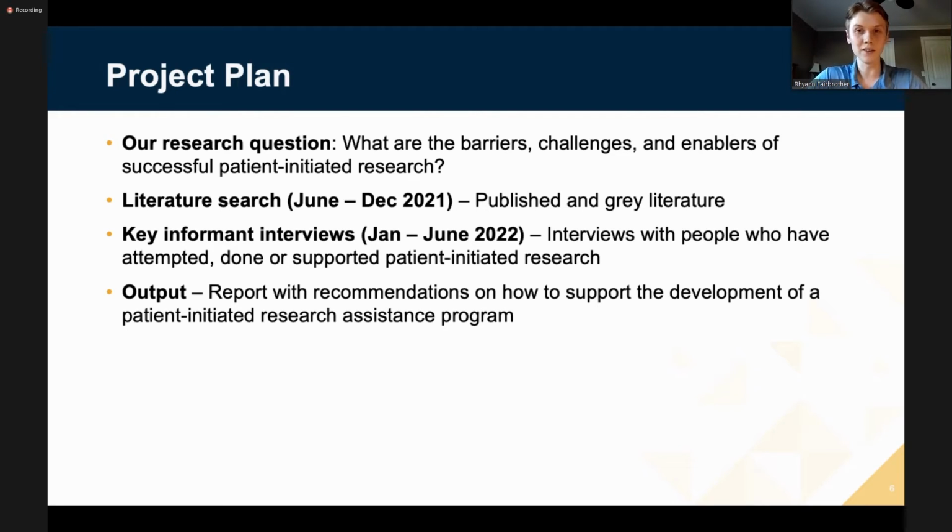Our team intends to do this project in 2 parts. The first is to conduct a literature search where we look through both published and unpublished gray literature. The second is to have key informant interviews where we have conversations with people who have attempted, done, or supported patient-initiated research. At the culmination of these 2 parts, our output will be to create a report with recommendations on how best to support the development of a successful patient-initiated research assistance program.